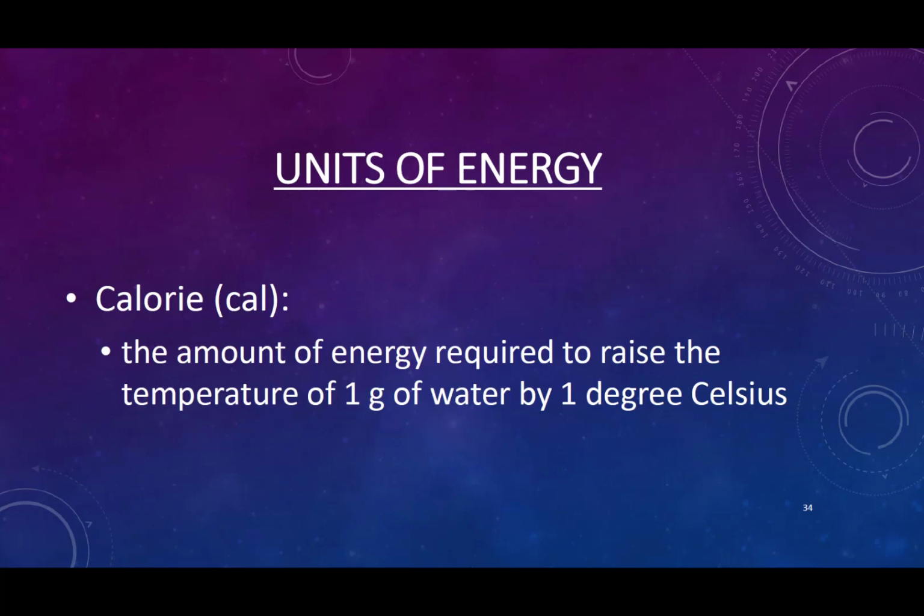We have different units for energy. Calorie is the amount of energy required to raise the temperature of 1 gram of water by 1 degree Celsius. That's the definition of calorie. We use calories in food. If you buy packaged food, it's the law that all the calories for the food have to be written. If you turn over the food packaging, you will see the calories for a specific amount. And whenever we are dealing with food, we use calorie as a unit for energy.